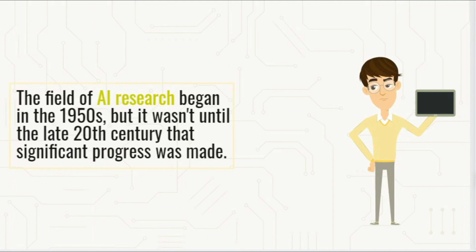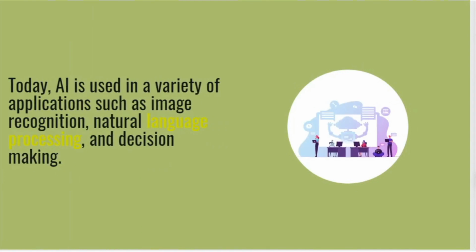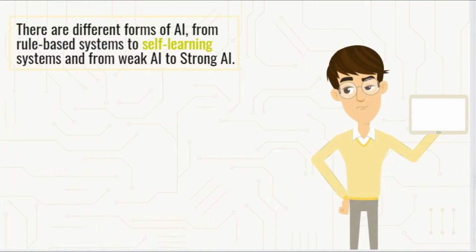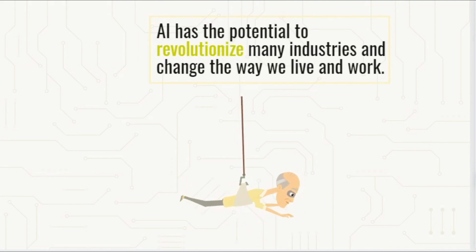The field of AI research began in the 1950s, but it wasn't until the late 20th century that significant progress was made. Today, AI is used in a variety of applications such as image recognition, natural language processing, and decision-making. There are different forms of AI, from rule-based systems to self-learning systems and from weak AI to strong AI. AI has the potential to revolutionize many industries and change the way we live and work.